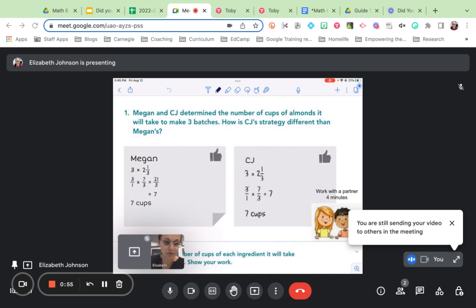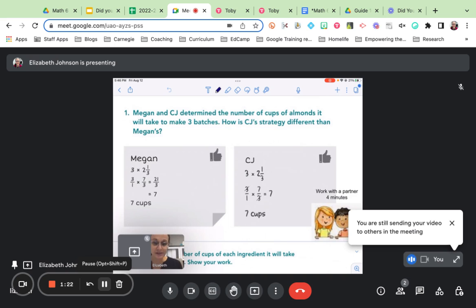Megan and CJ agree. They got the same answer. But how is CJ's strategy different than Megan's? What did they do differently? So what do you think? When you look at their work, which one do you think would be faster? Is one of them a little bit easier to do in your head than the other? They're both correct routes to the same answer. You can do whichever way you prefer.